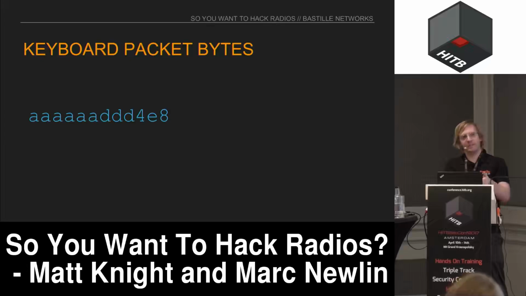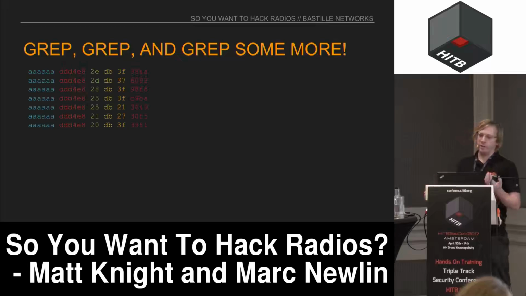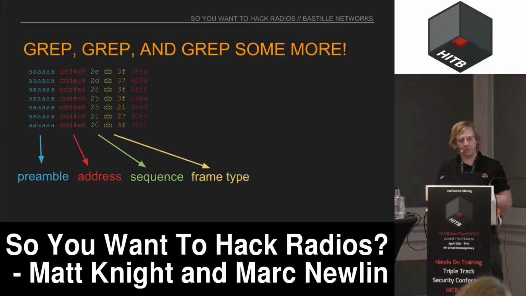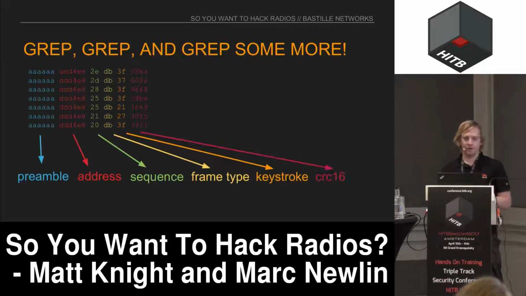So then we can take this sequence, grep for this sequence plus some additional bytes, and find the longest repeating sequences we see, and that's likely what the keyboard is sending. We do this, and we have this set of packets which are repeated a bunch of times in the file. Now we can use our normal packet format analysis skills to figure out what's in here. We start with the preamble, an address, a sequence number, a frame type. In this case, it means a key press. We then have a keystroke, which is the actual key being typed, and we have a 16-bit CRC.